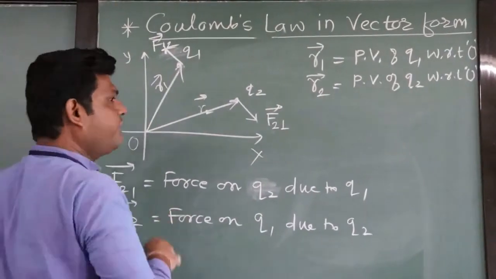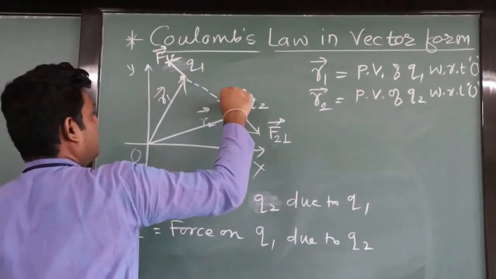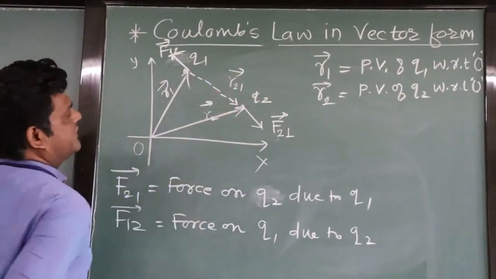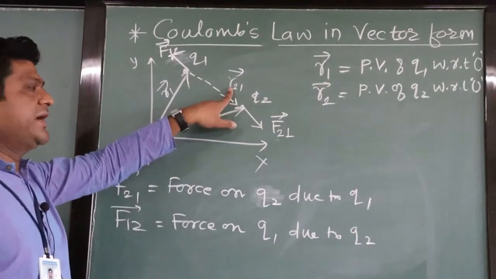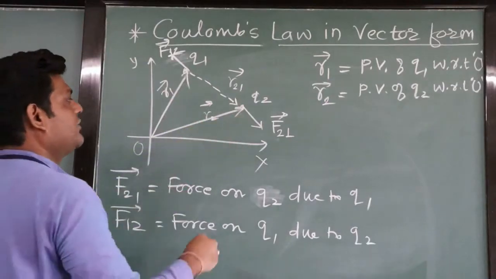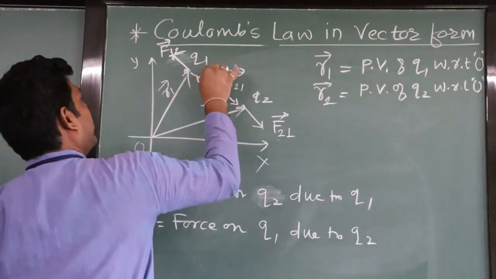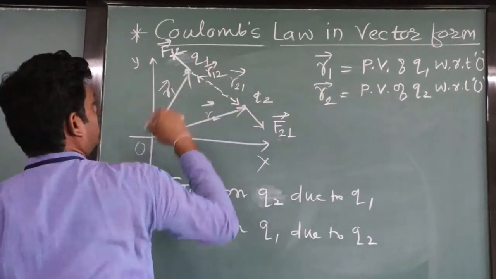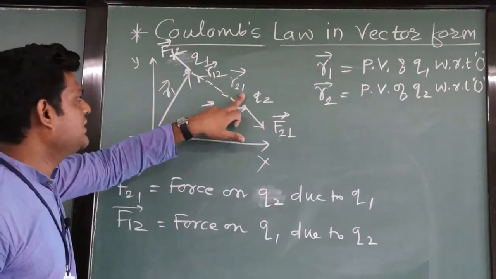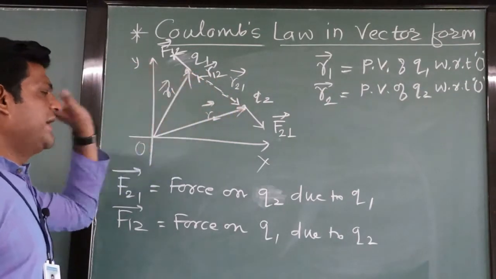Okay. See, if we draw a vector from 1 to 2, that will be denoted by R21 vector. So what is R21? Very important, look at the board. R21 is a vector from 1 to 2. In a similar way, we can draw a vector from 2 to 1, and that can be represented by R12, right? So R21 and R12 are the vectors. R21 is a vector from 1 to 2. R12 is a vector from 2 to 1.